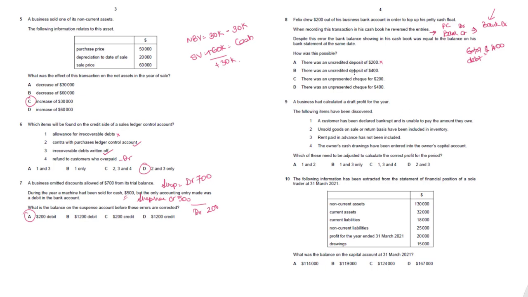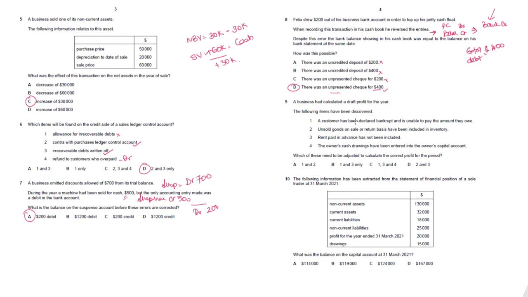There was an uncredited deposit of $400. Same logic, out of question, this one. There was an unpresented check for $200. Now, because of this, the payment that should have been recorded on the debit of the bank statement is not recorded, which means there is less debit, or in other words, there is extra credit, but the amount is not correct. So this is not the correct option, and hence the unpresented check $400 is the correct option. So 8D. Question 9. A business had calculated a draft profit for the year.